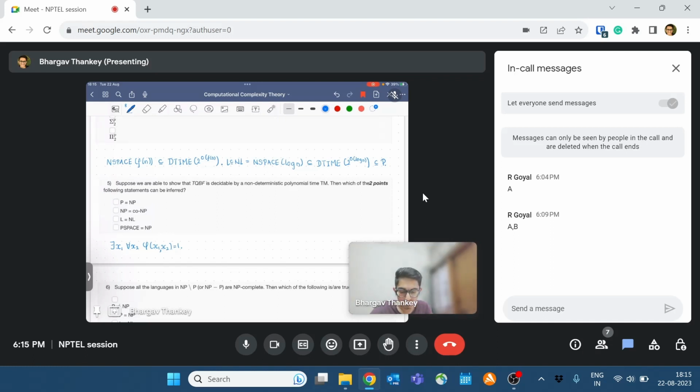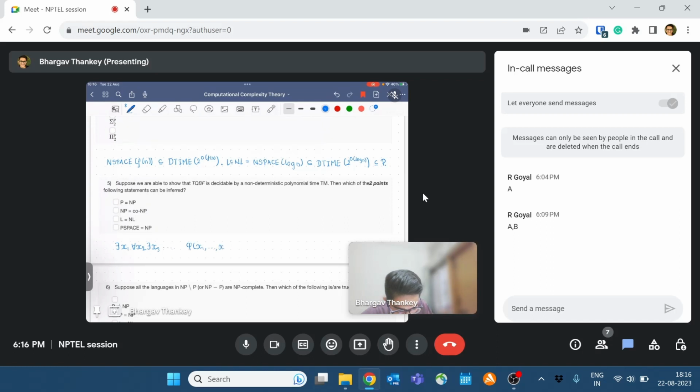Yeah. Okay. So this is an element of sigma 2. So what happens if sigma 2 is the same as sigma 1? Because now it says that TQBF is in NP. Right. NP means sigma 1. But then TQBF is sigma 2. Why is TQBF sigma 2? Because TQBF is this, right? There exists x1, for all x2, there exists x3 and so on. I see. Yes, you're right.